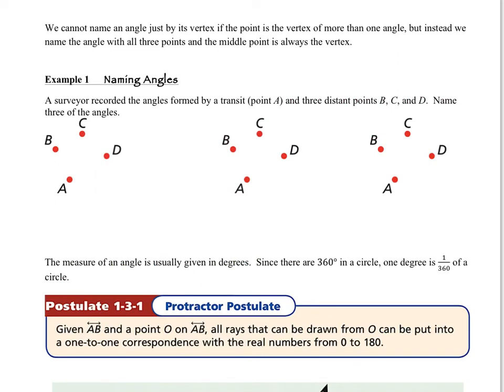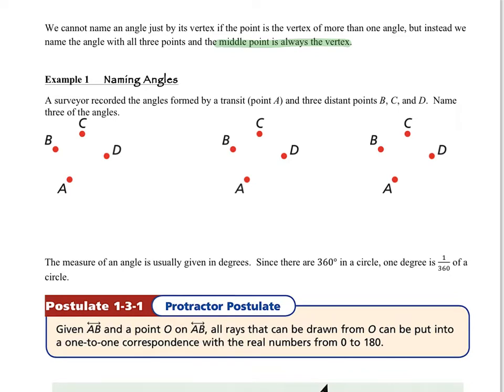We cannot name an angle just by its vertex if the point is the vertex of more than one angle. And instead what we do is we name the angle with all 3 points, with the middle point always being the vertex. This is a very common mistake that students make. And what ends up happening is we do have some names of angles that are ambiguous because we have more than one angle that could be called that same angle name.